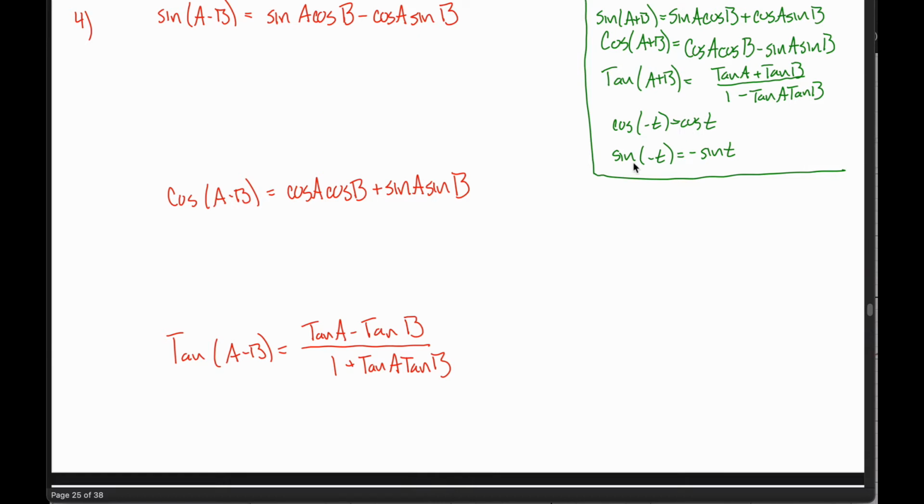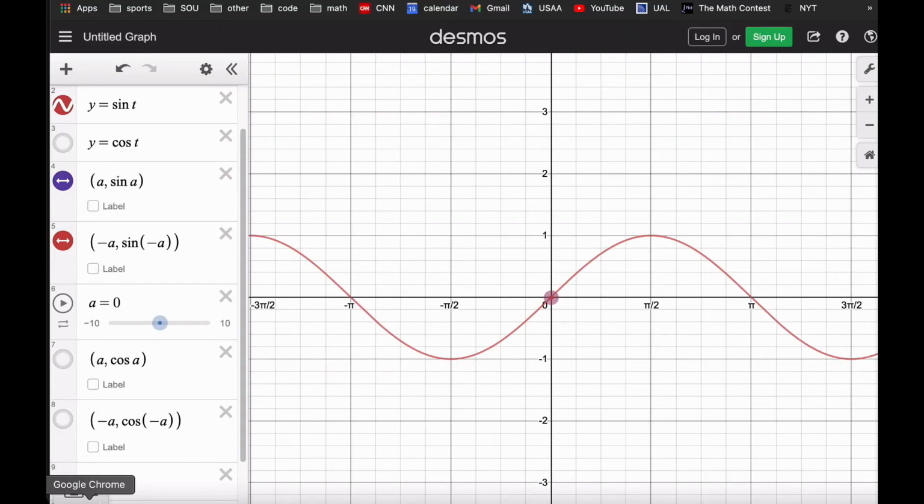For sine, however, that's not quite true. The sine of a negative angle is not the same as the sine of the positive of that angle. The sine of negative pi over 6, for example, is not the same as the sine of pi over 6. But they're close. They're only off by a negative sign. And again, you could probably convince yourself of that just by looking at the unit circle, or you could use a program like Desmos, like I'm going to do here, and just consider the graph of sine.